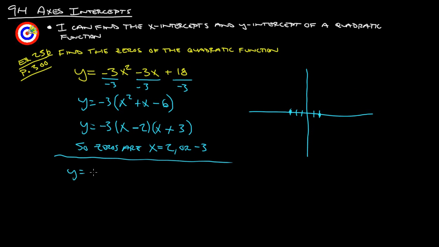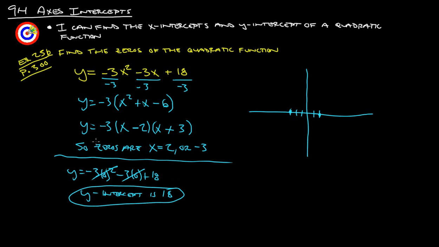Okay? So y equals negative 3 times 0 squared minus 3 times 0 plus 18. That turns into 0. That turns into 0. So the y-intercept is 18. So let's change this to y-intercept is 18. All right, so we found the y-intercept, and then we also found the x-intercepts, or the zeros.